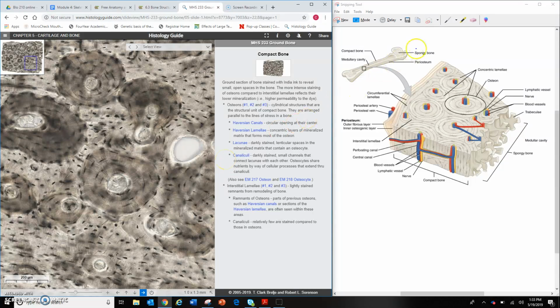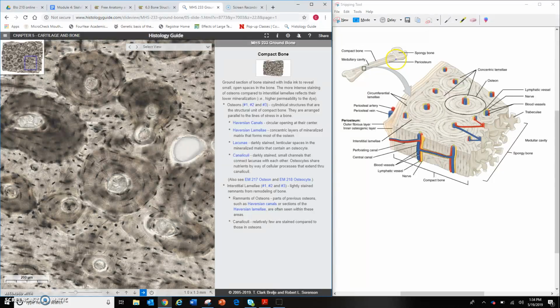Let's compare figure 6.12 from the textbook, the OpenStax text, to the slide of bone tissue that I have linked on the Histology Guide website. So first of all, both of these are depicting compact bone. You can see from the upper left corner of this figure, this would be a long bone. This looks like it's the femur.